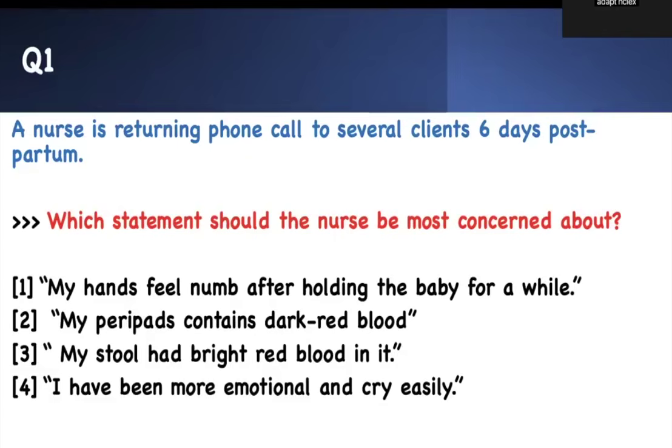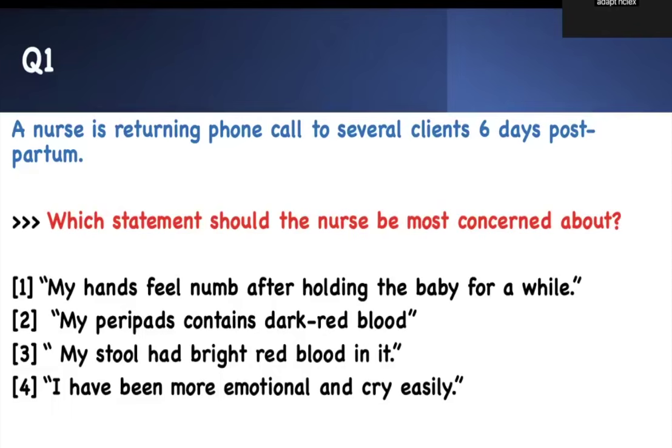But based on the content, after delivery, there's a fluid shift. It's common to have something we call carpal tunnel syndrome. So your hands feeling numb after holding the baby for a while is expected. A peripad containing dark red blood is unexpected because it's 6 days. After 4 days, you should not have lochia rubra. Therefore, this lady, she's bleeding. 6 days is a problem.